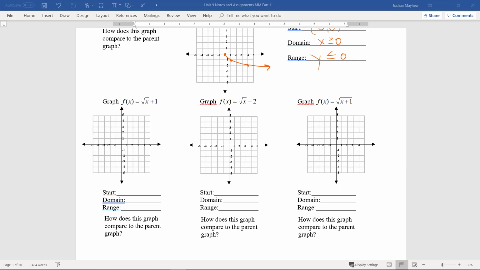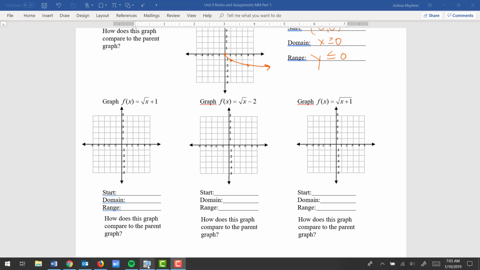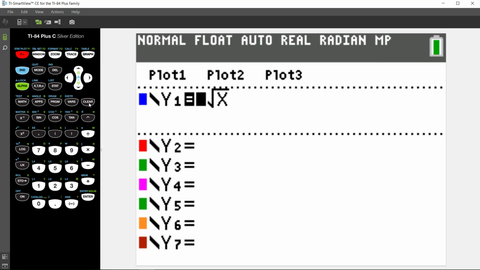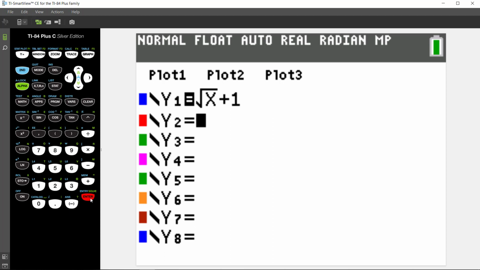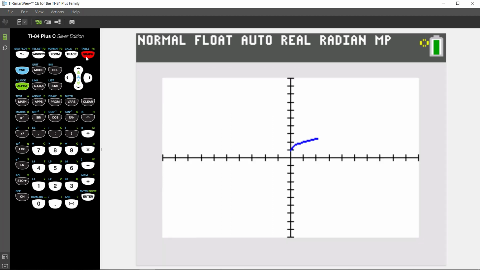Okay, let's look at the next one. f of x equals square root of x plus 1. We can graph it in our calculator again and do some investigation. When you graph it like this, make sure the plus 1 goes outside the square root, so you need to hit the right arrow so it goes outside, because that's what we're shown in our equation. Hit graph. We probably assumed it would move up, and it did.